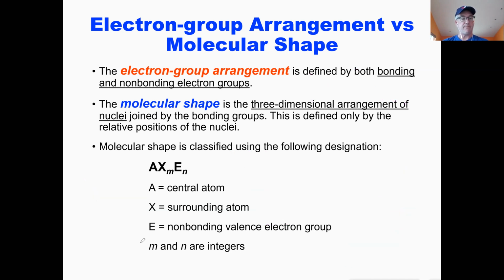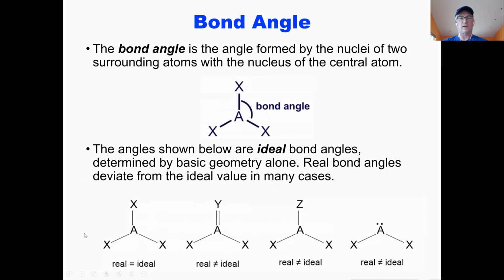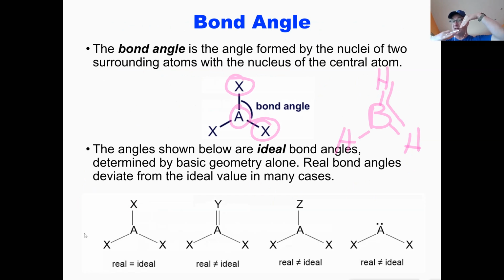So let's look at the bond angles a little more closely. So the bond angle is just the angle formed by these three nuclei. 1, 2, 3. So if this is BH3, this angle is the angle of the hydrogen, boron, hydrogen. What's that angle basically between the two hydrogens? And in an ideal world, with this particular shape, it would be 120 degrees, because that gives you the maximum distance of the hydrogens away from each other.